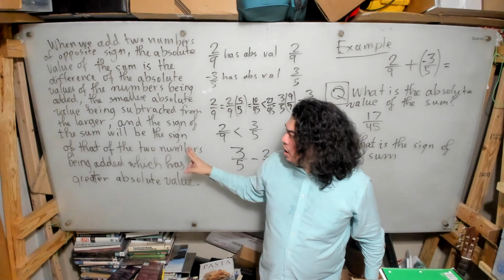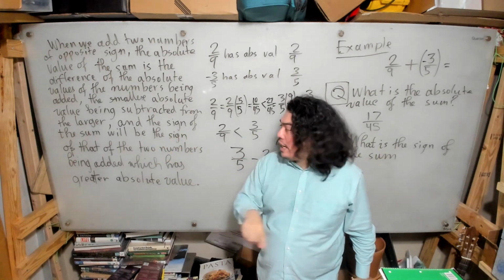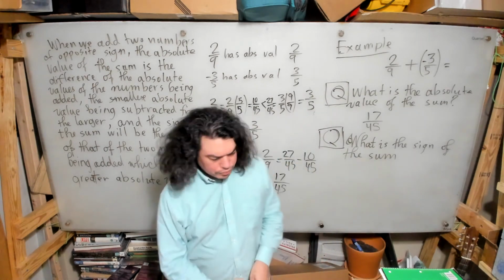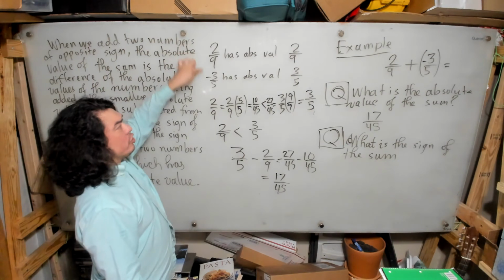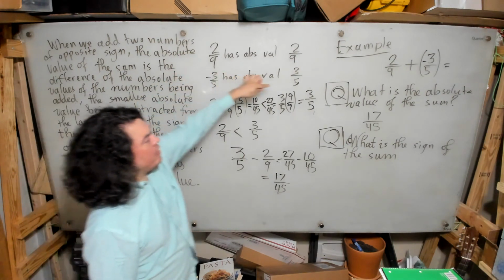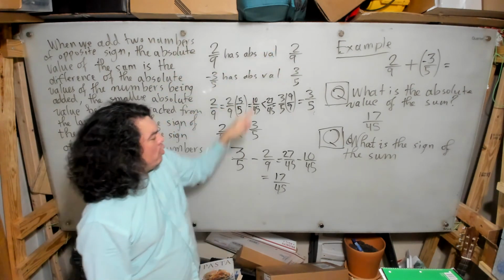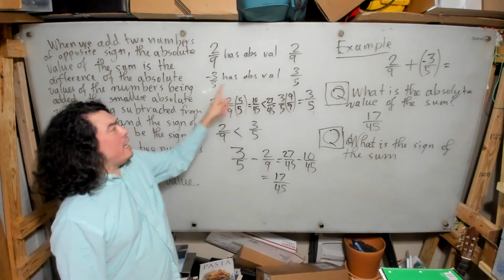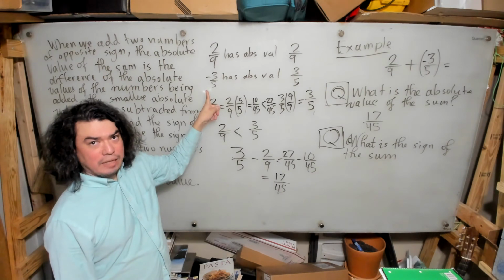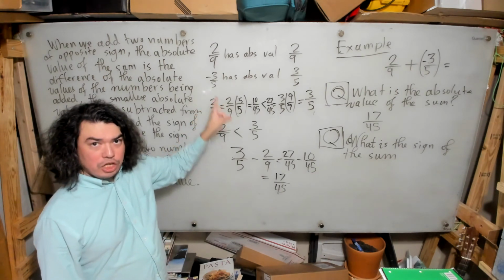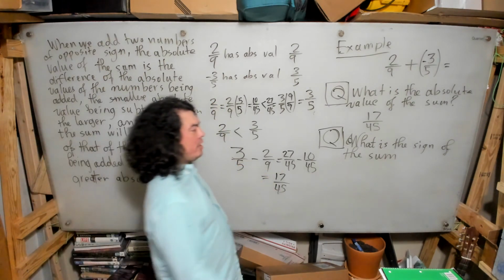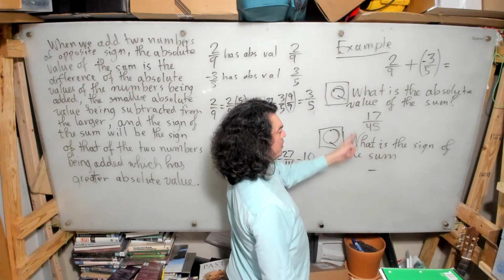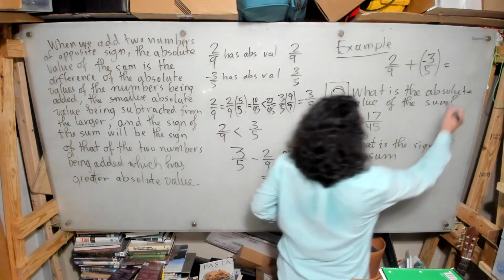Now, what is the sign of the sum? The sign of the sum will be the sign of that of the two numbers being added which has greater absolute value. These are the two numbers being added, and they have these absolute values. We saw that 3/5 is the greater absolute value. The sign of the number being added which has that absolute value is the -3/5. So therefore, the sign of the sum will be negative. In this case, the result of this sum is negative 17 over 45.